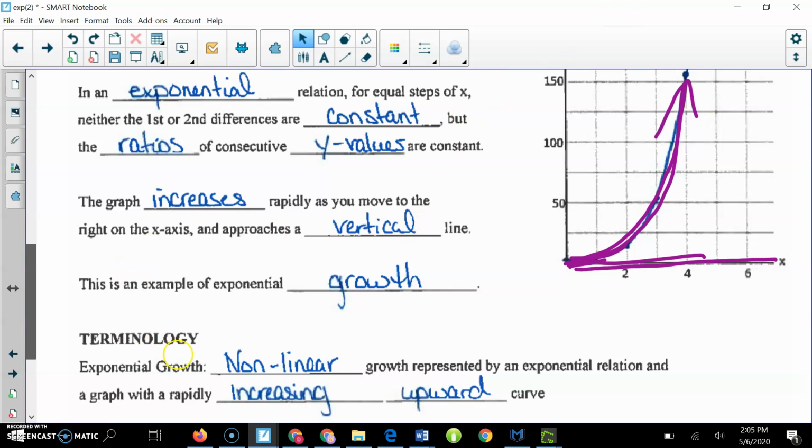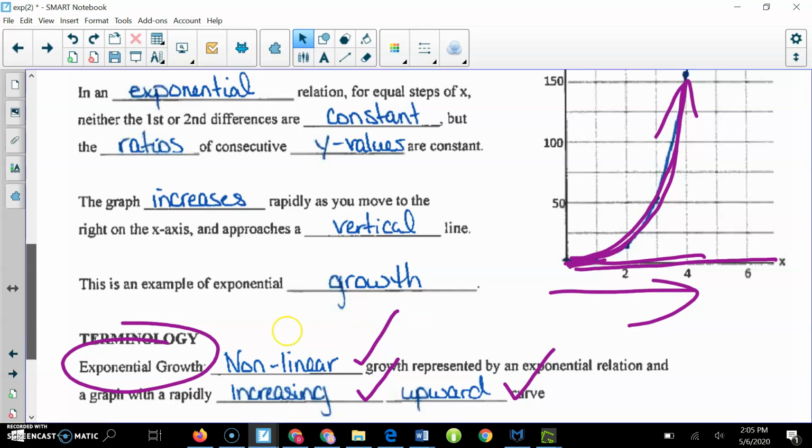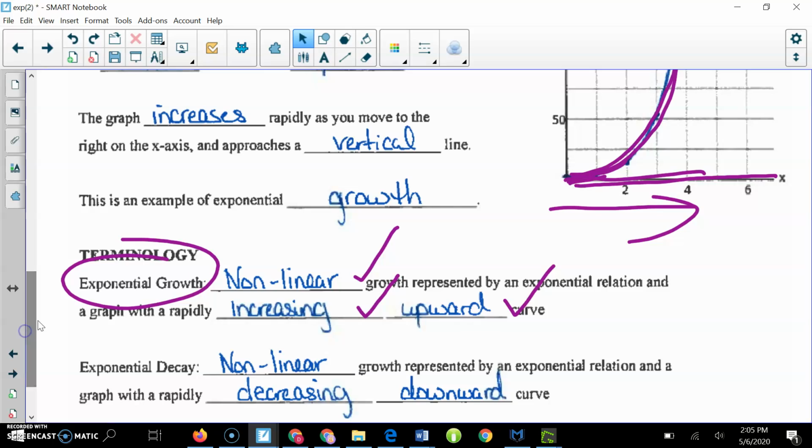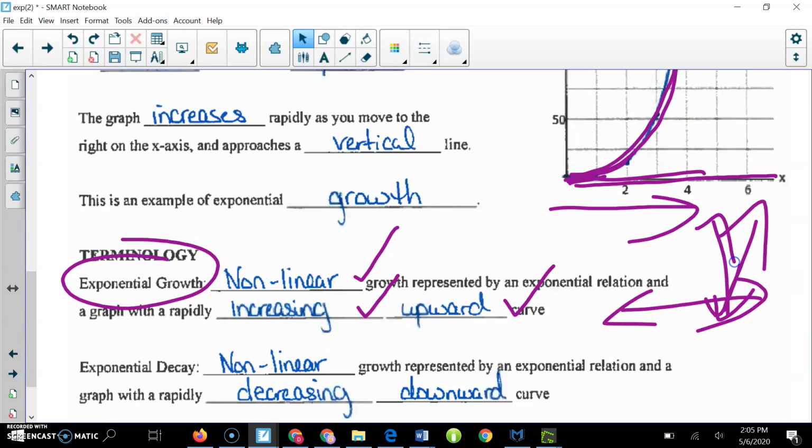Okay, it's nonlinear, which means it's not a line, and it is increasing and moves upwards, and that is exponential growth. Okay, so increasing, remember we read it this way, like we read English, we read left to right. So a line or relationship is increasing if it's going up. Now, remember, linear is a straight line. A connected bunch of points to make a line is not necessarily linear.